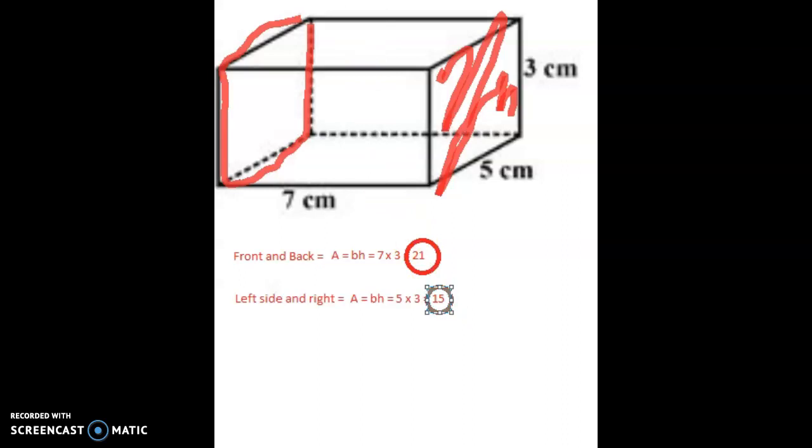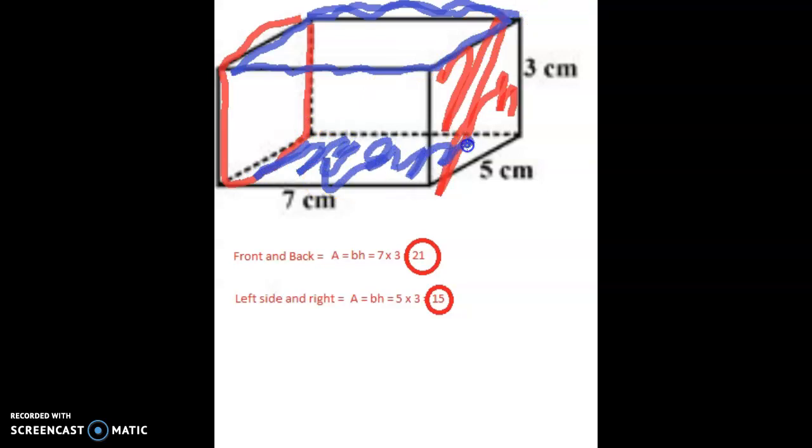Okay, now what we have left is the top and the bottom. Now I'll use a different color. I forgot to clear it off, but I'll use a different color for the top. Top, of course, is right here. Okay, we're in this blue here. And the bottom shape is over here. Now again, will the top and bottom have the same dimensions? Yes, always they will for a rectangular prism.